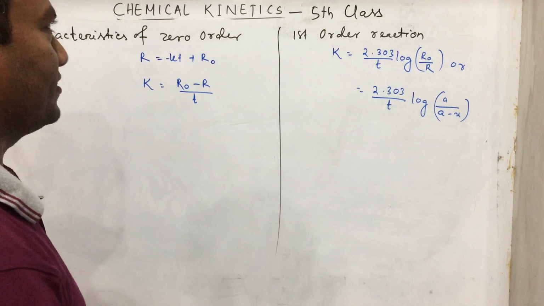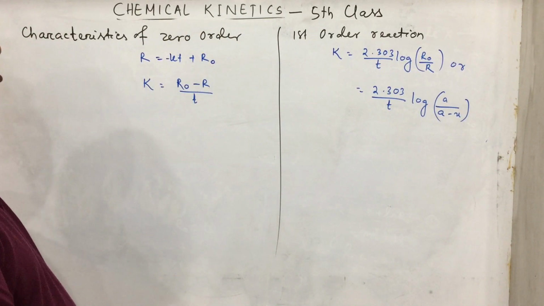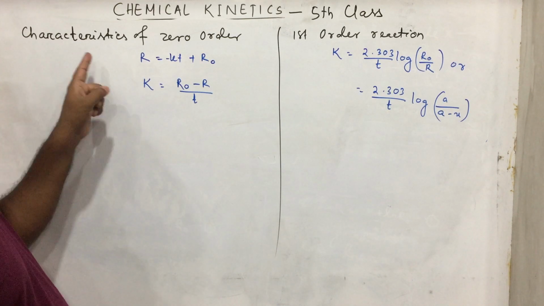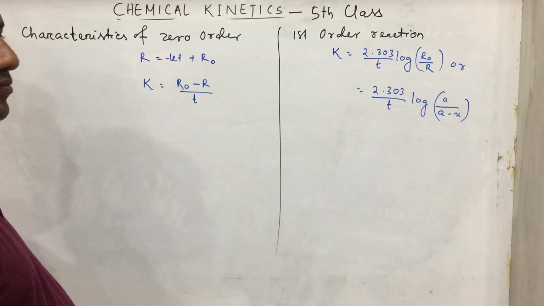So welcome to another class. This is the fifth class of chemical kinetics. Today we will read what the different characteristics of zero order reaction and first order reaction are.